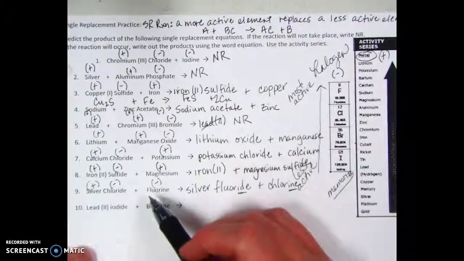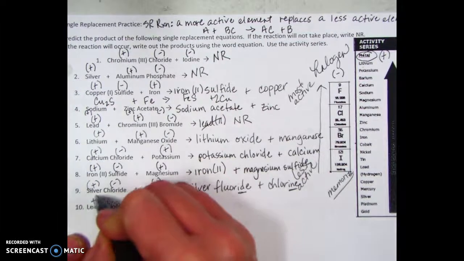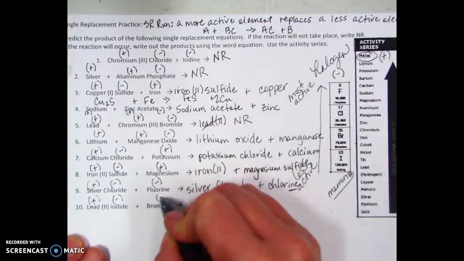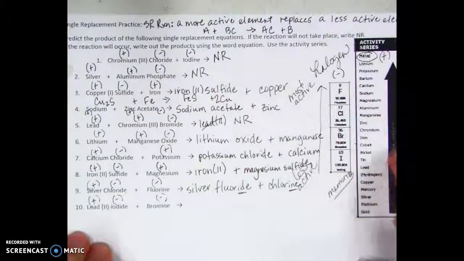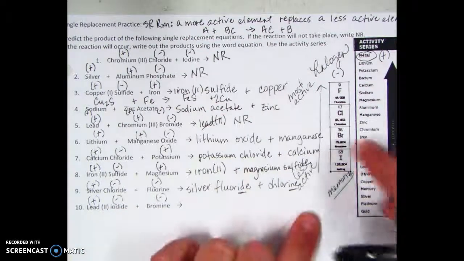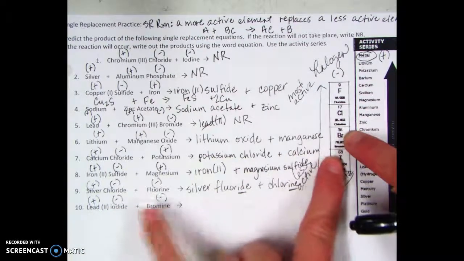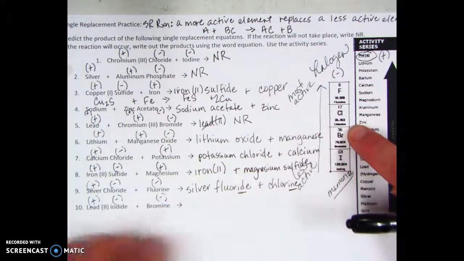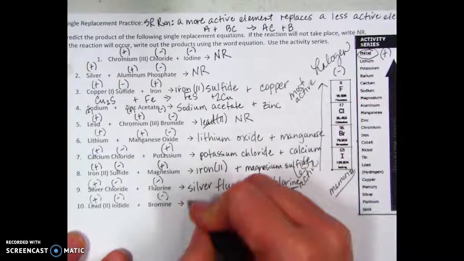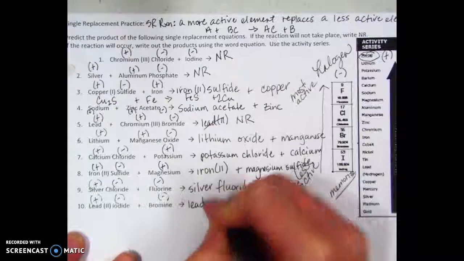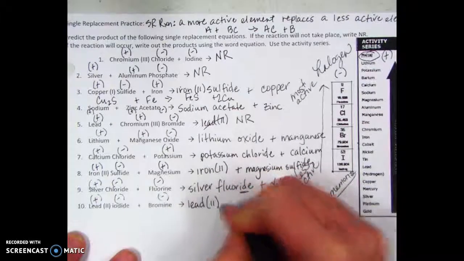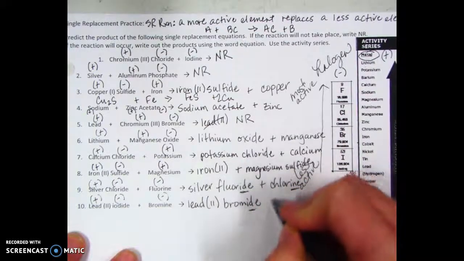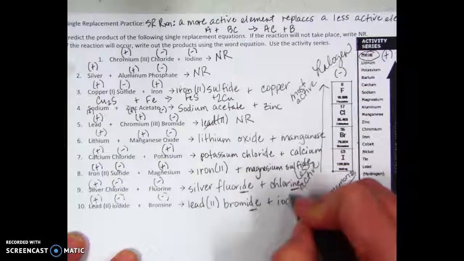They repel each other. Lead is our cation, iodine is our anion, bromine is our anion. So we put our finger on bromine and iodine. Here's bromine, here's iodine. We start with our element. Is bromine more active than iodine? Yes. So our reaction is lead 2 bromide, IDE, change that ending, plus iodine.